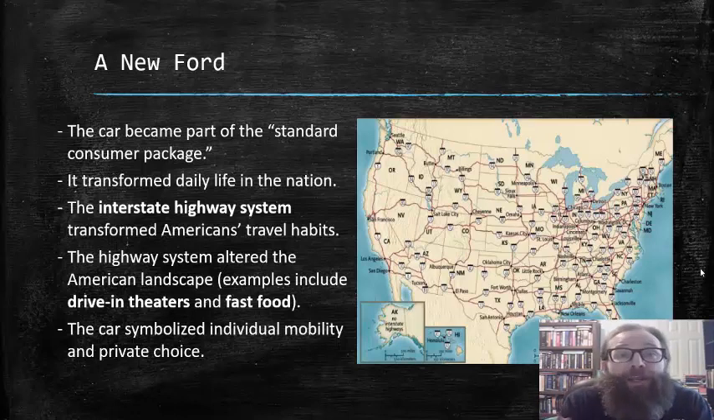The interstate highway system was first begun in this period, although it wouldn't be finished until the 1990s. But this interstate highway system transformed Americans' travel habits and altered the American landscape with things like drive-in theaters, fast food establishments, and other roadside attractions that catered to these new traveling and always on the go Americans. In many ways, the car became an icon of freedom itself that symbolized individual mobility and private choice.